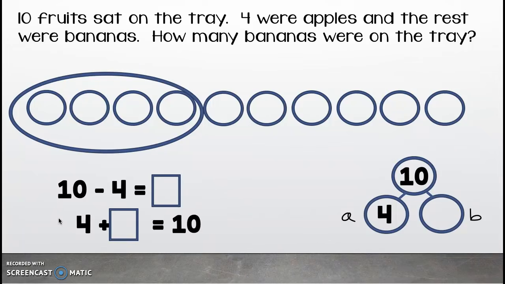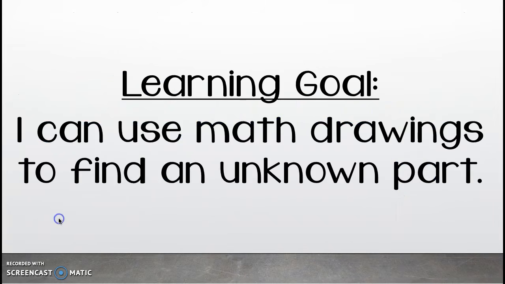Oh, very nice. I actually, for this one, I used counting up because I know my 10 friends. So I knew that 4 plus 6 equals 10. That's how I figured this one out. So that means 6 is my missing part. There were 6 bananas on the tray. Did you get 6 too? Ooh, friend, you're rocking. Nice job. Our learning goal for today says I can use math drawings to find an unknown part, and that's exactly what we did. Okay, it's your turn.